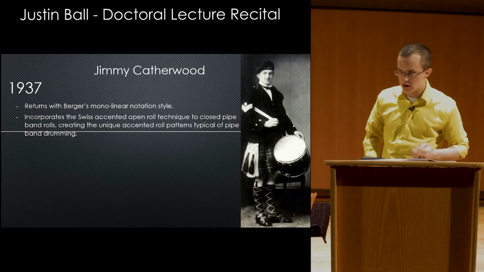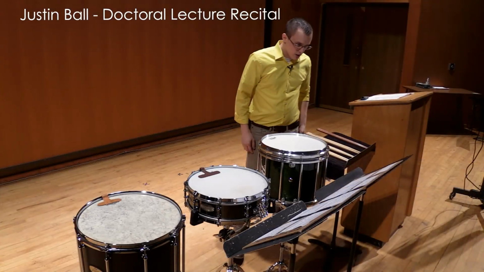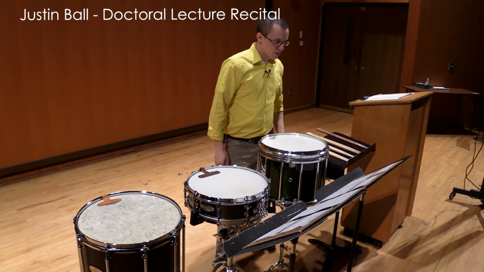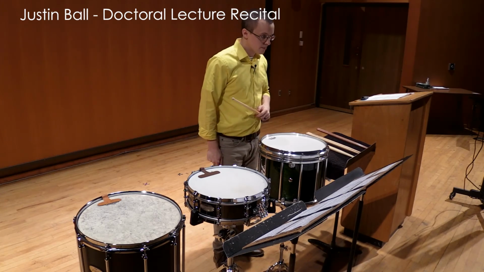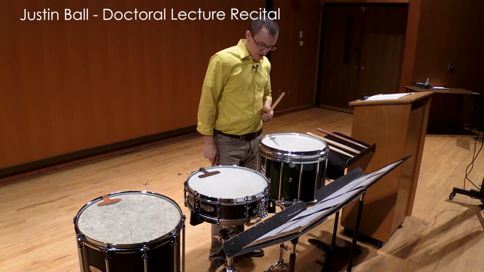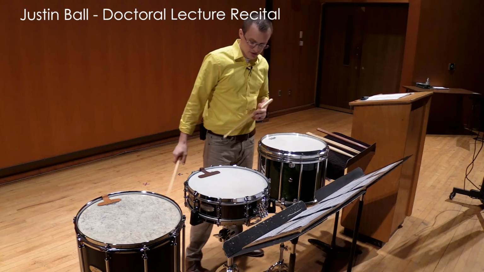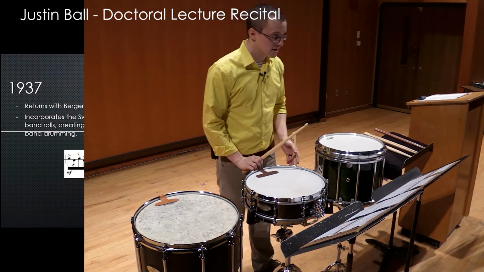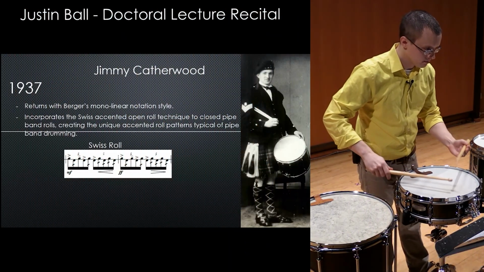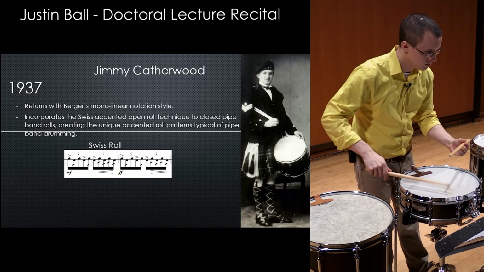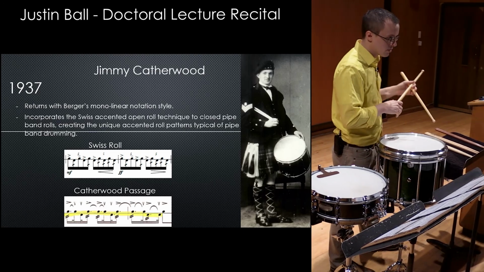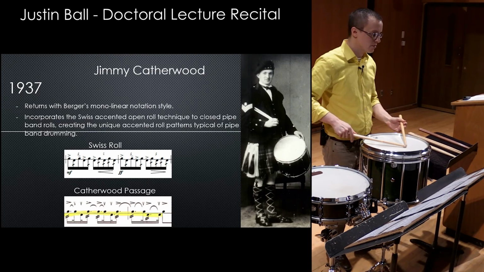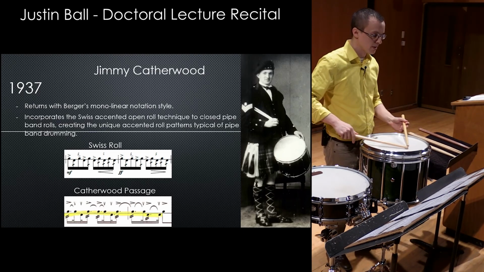Upon returning to Scotland in 1937, Catherwood became an advocate for Berger's notation style, which would become the standard by the 1950s. Fascinated by the accented roll passages characteristic of the Swiss drumming style, Jimmy was inspired to apply this to Scottish pipe band drumming, resulting in the closed accented roll patterns typical of modern pipe band drumming.